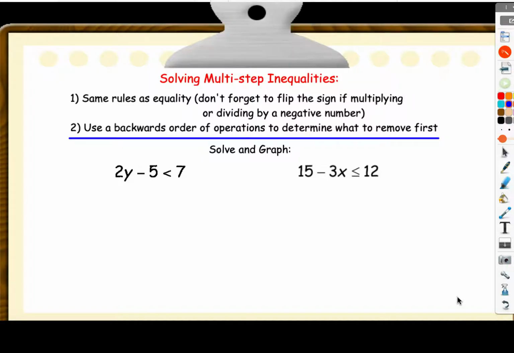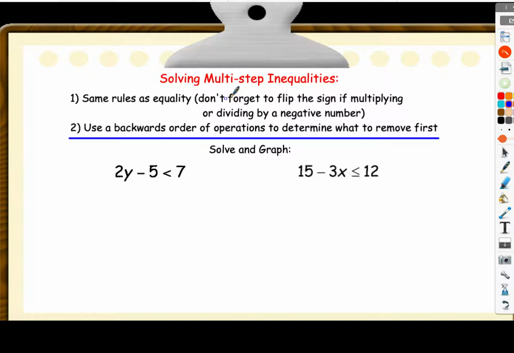All right, let's talk about solving multiple step inequalities. Now again, by multiple step we mean it's not just going to be a simple one step to fix these, but again, they're still not very tricky and difficult. We've solved multiple step equations before. The only real rule to remember about inequalities is whether or not you need to flip the sign. Otherwise, we're going to follow our same rules as equalities.